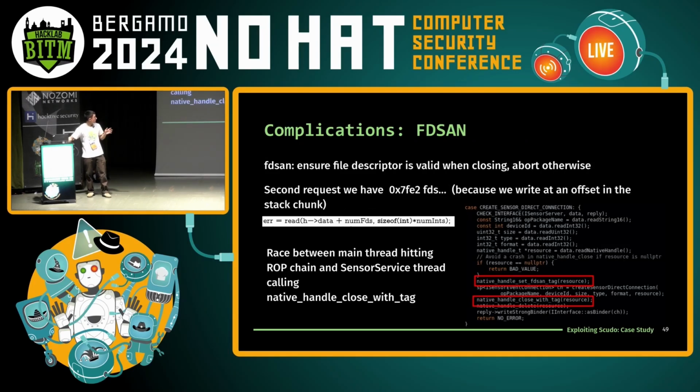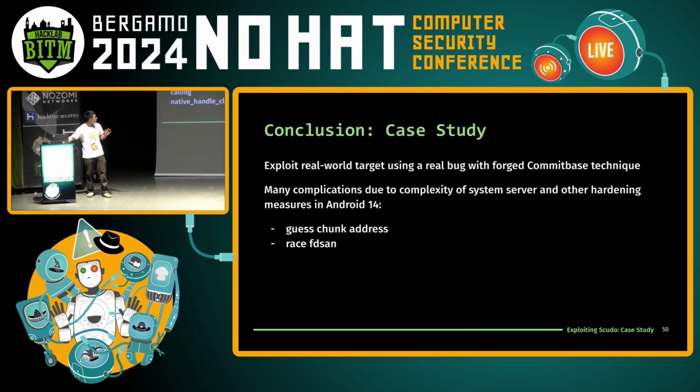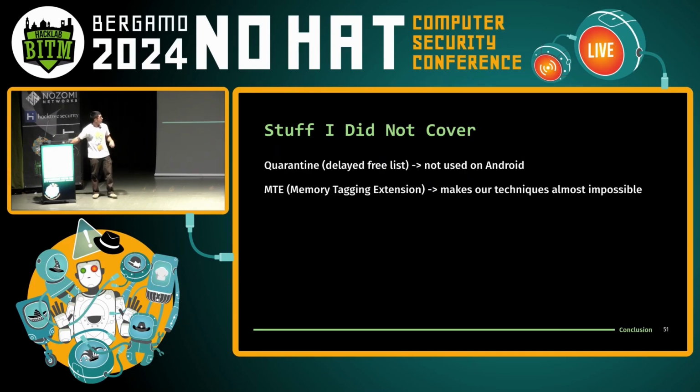There are some more complications, but I'm going to skip over this because I'm a bit short on time. But if you're interested, just approach me. Basically, this is our case study. We sort of forward port an old CVE to show that we can actually exploit Scudo in a real program with a real bug using one of our techniques. Yeah. This is the end of the talk.